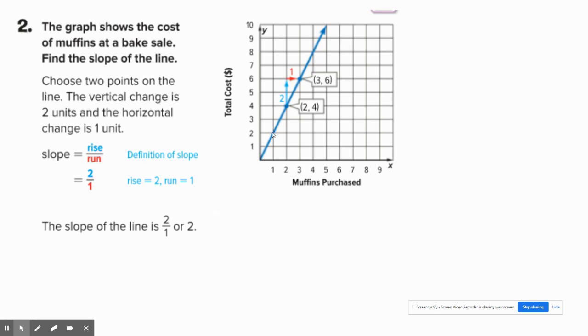Just so you see, if I pick this point right here, (1, 2), if I rose from 2 to 6, that would be 4. And from 1 to 3 would be 2. That'd be 4 over 2. That also would be 2. So it's going to be a slope of 2 anywhere on that line. Once you find the slope of any 2 points, every point on that line is 2.